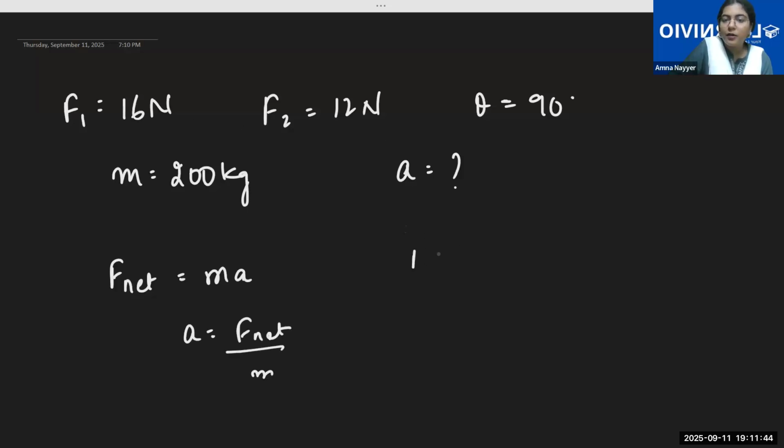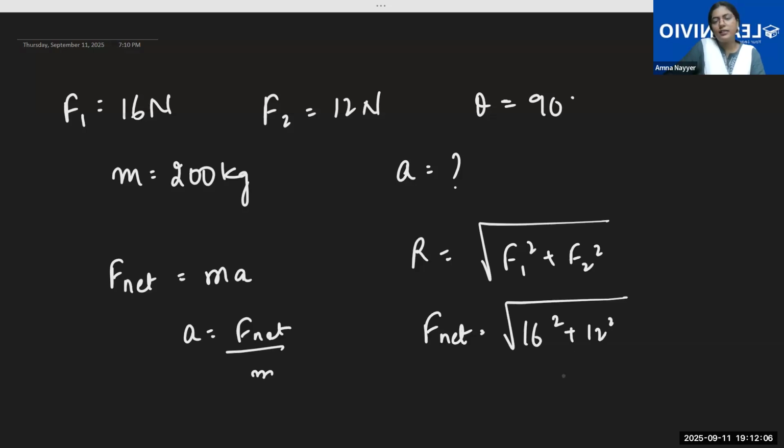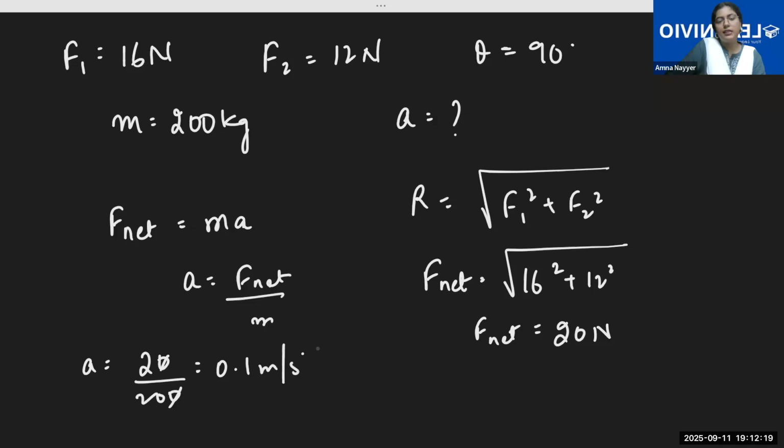Now, when two vectors are perpendicular to each other, we can say under root F1 square plus F2 square plus 2F1F2 cos 90 degree, and cos 90 degree is 0. So this part will also be 0, and only F1 square plus F2 square will be left. So my net force, which is the resultant, will be under root of 16 square plus 12 square, that is equal to 20 Newton. So acceleration is net force by mass, that is 20 by 200, so 0.1 meter per second square.